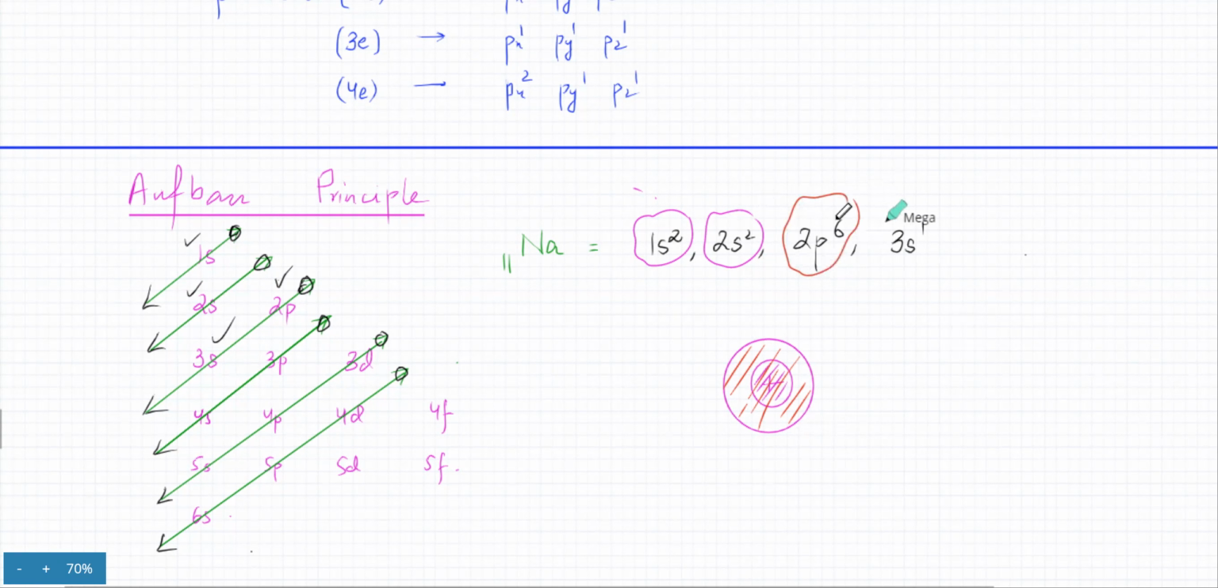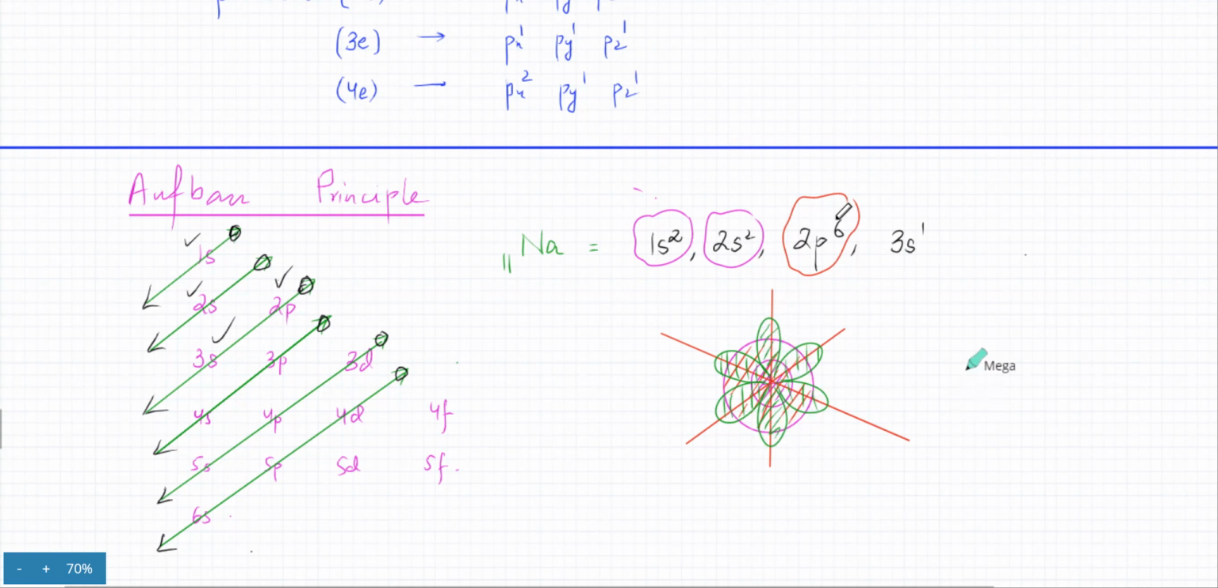Now the 2p6 means that there's going to be an x-axis, a y-axis, and a z-axis. And there are going to be electrons, 2p6. So there's going to be 2 electrons occupying this area over here. There would be 2 electrons occupying this area over here. And there would be 2 electrons occupying this area over here.